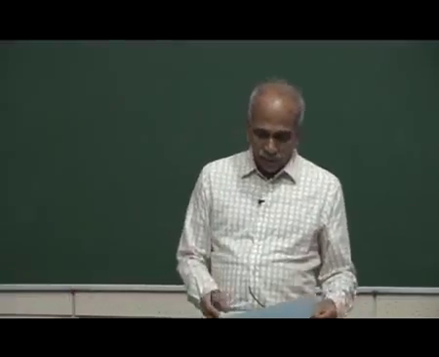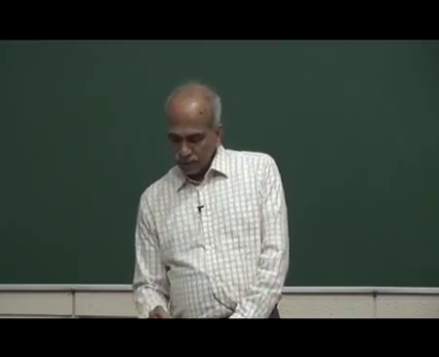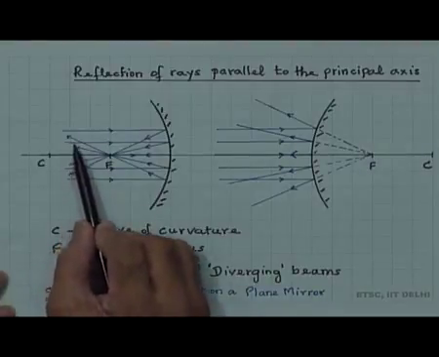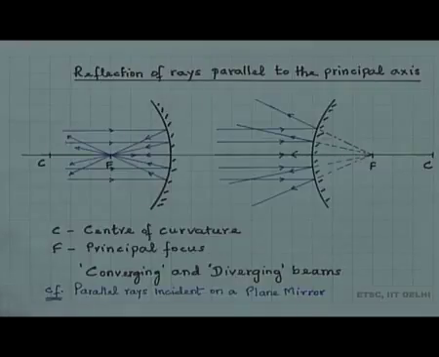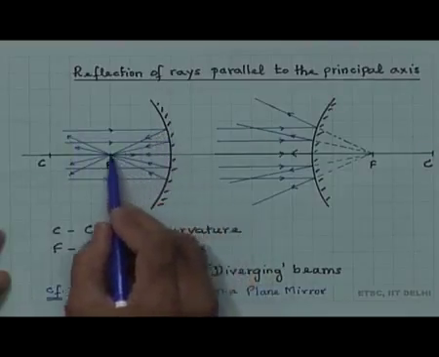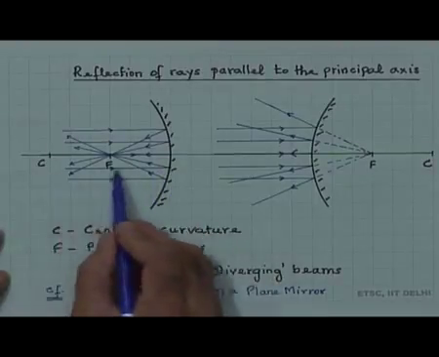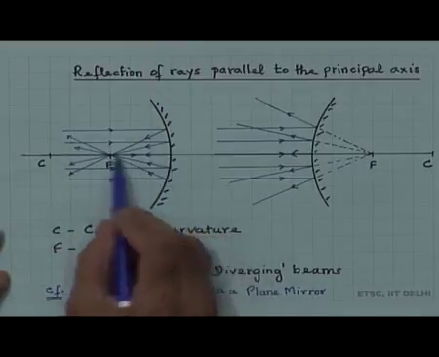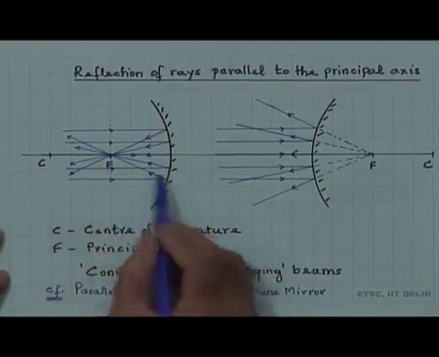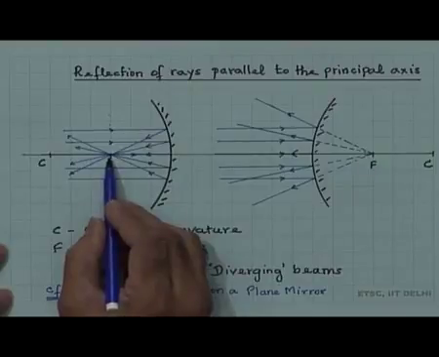Next, we consider reflection of rays parallel to the principal axis. So, here, reflection of rays parallel to the principal axis. What I have shown is, consider any ray which is incident here, which passes through a point F here, and another parallel ray also passes through the point F. In other words, any ray which is incident parallel to the principal axis will pass through a point F, or if I look at this plane, the parallel rays, or the beam, will be focused to a point F.